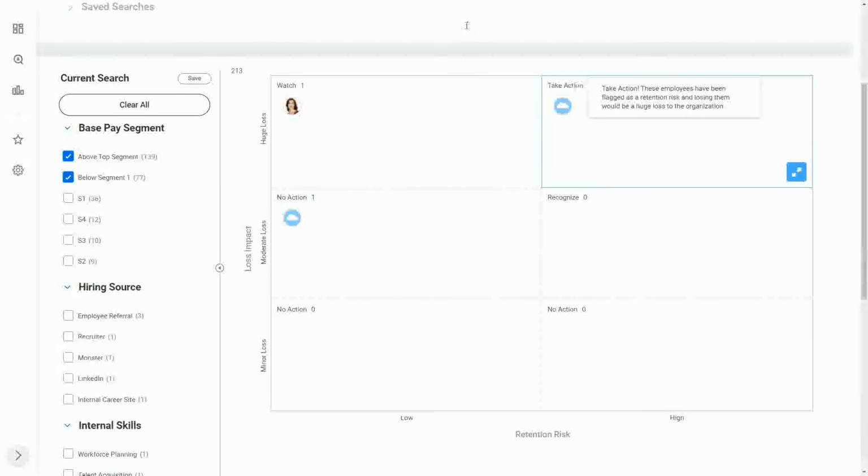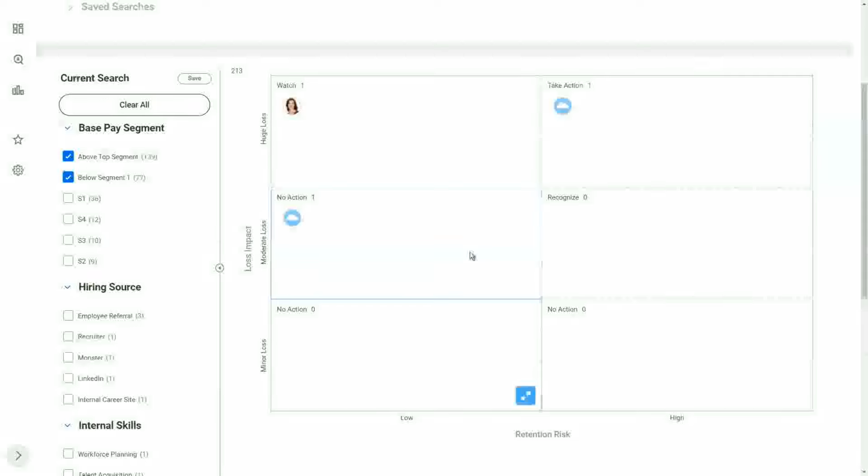So just by looking at this report, the manager knows where he or she has to focus his time and attention. Isn't it? In which set of employees? So if somebody is in this box, will the manager be too worried about people in this box?